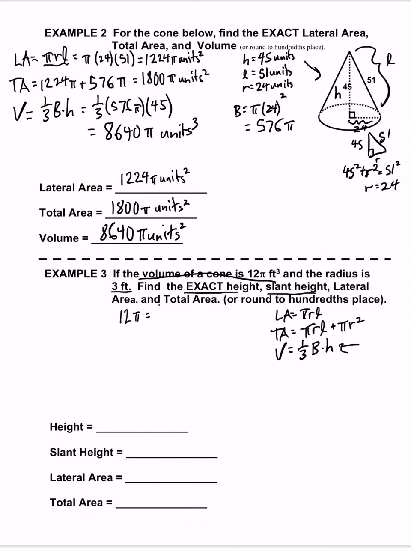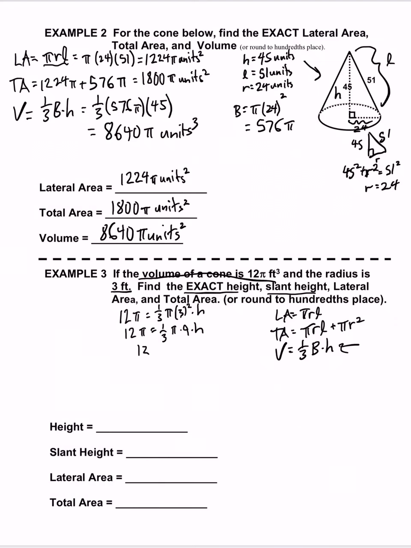is equal to 1/3. And if you remember, capital B stands for pi r squared because it's a circle. So we'll do pi 3 squared times height, which we don't know yet. So if I simplify this a little bit more, I get 12 pi equals 1/3 pi times 9 times height. And we're just going to keep simplifying this until I solve for h.